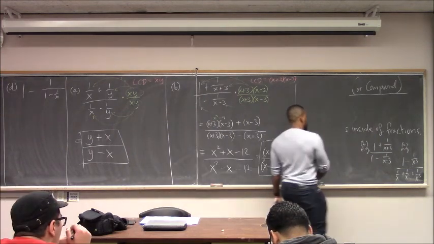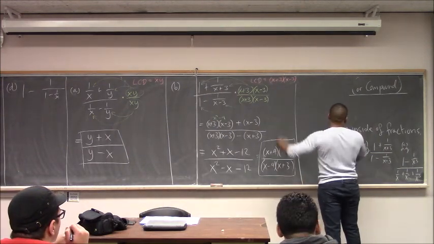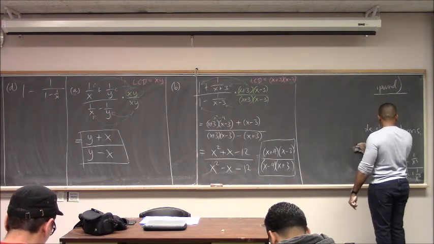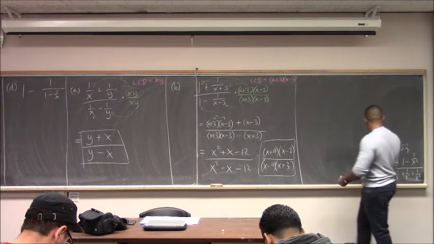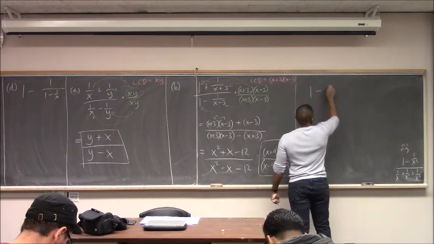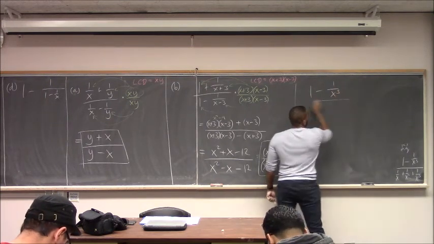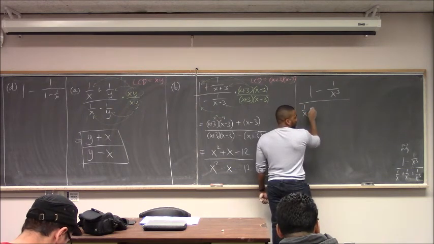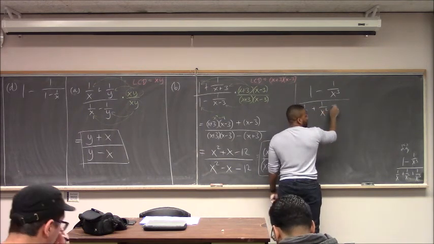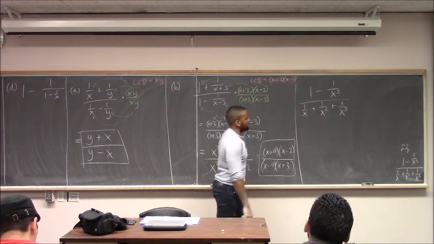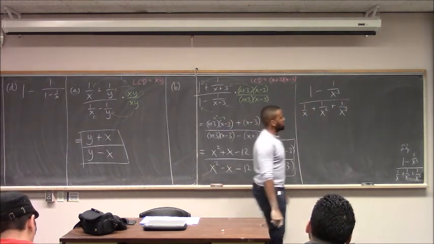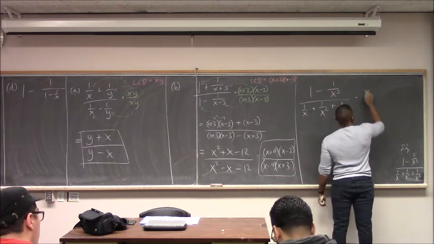We've got one more minute. Let's do this one, and you can try that one. What's the LCD here? X to the third. Just multiply and divide by x cubed.